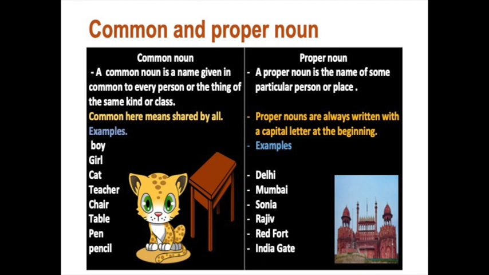As your teacher says that if you are writing your name, if you are writing name of a city, if you are writing your parents' name, first letter always be capital. For example, I have written over here, Delhi, Mumbai, Sonia, Rajiv, Red Fort, India Gate. So, first letter you can see over here is capital.